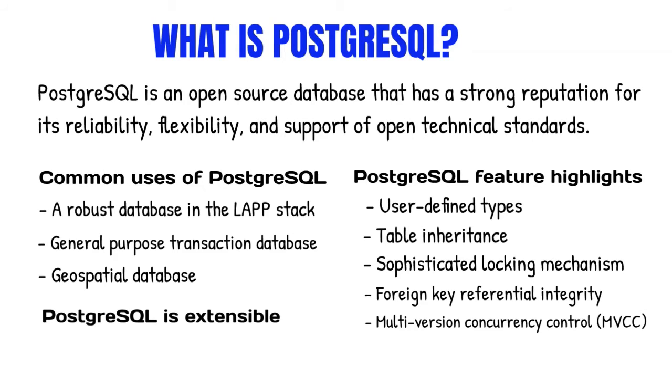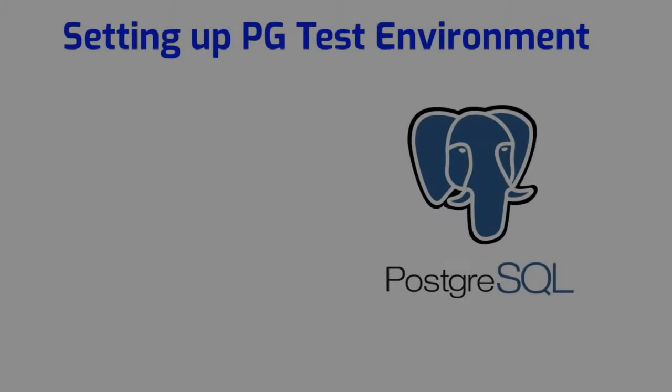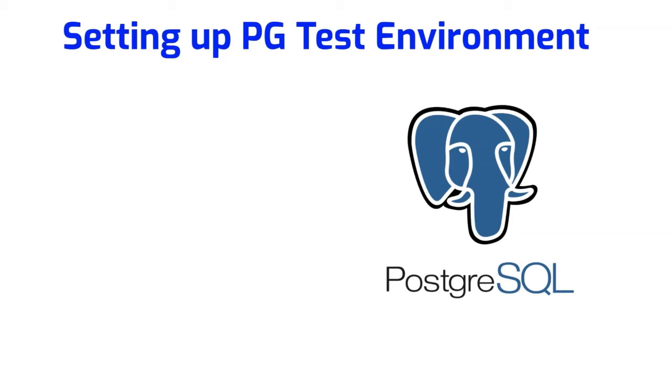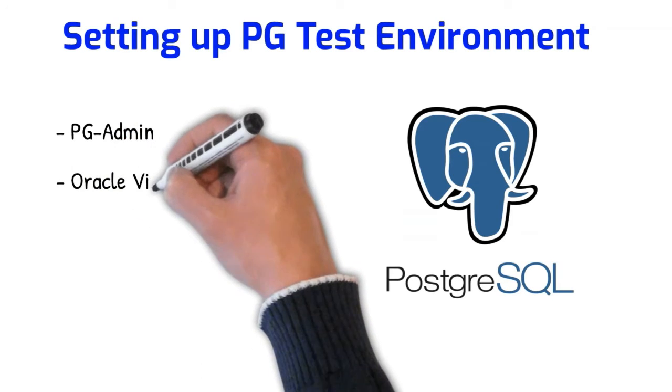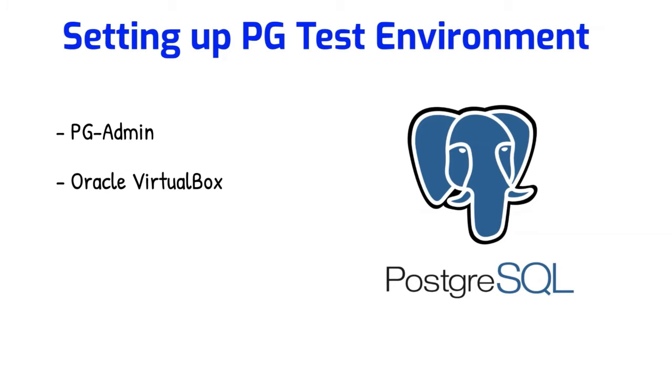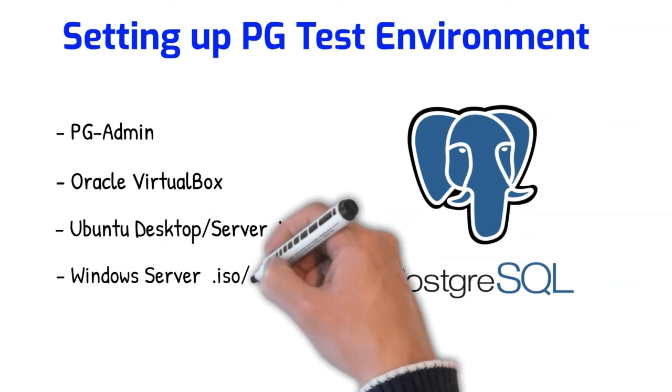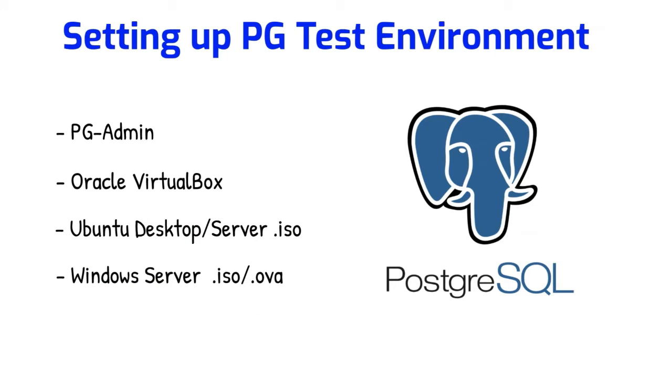In order to set up our test environment, we're going to need a couple tools. The first one is pgAdmin for administering our database. The second one is Oracle VirtualBox to set up our virtual machines, and an Ubuntu ISO image to set up our Linux server, as well as a Windows ISO image or OVA file to set up our Windows server.